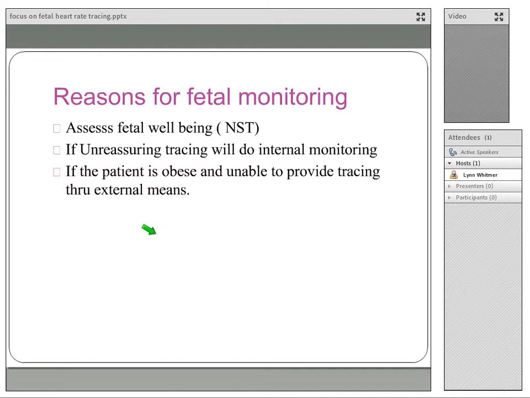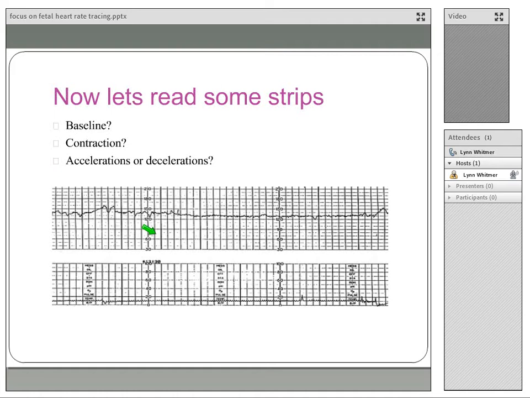Let's read some strips together now. Hopefully you guys are staying with me here. Again, we always start with baseline. So what is your baseline in this particular monitor strip? And I'll give you just a couple minutes here. These are a little difficult to read because they're so tiny. But if you said about 130, 140, I would give you credit for that. So the baseline is about 130, 140.